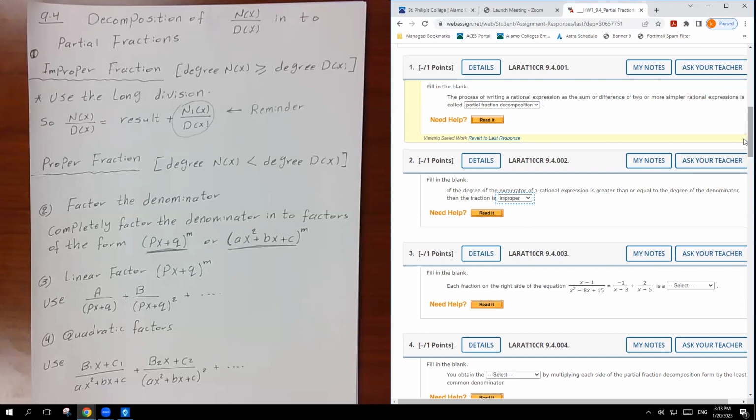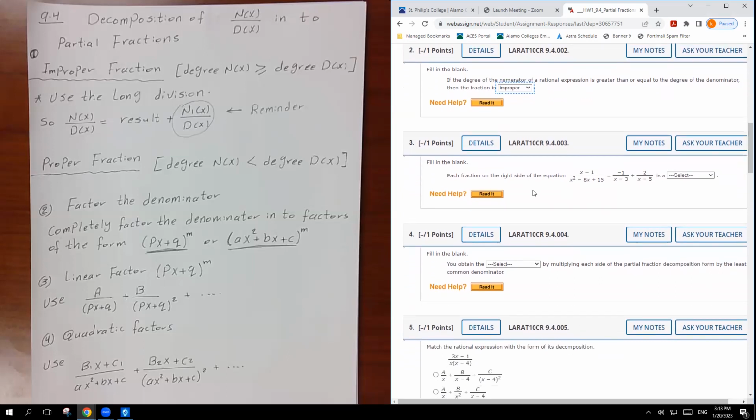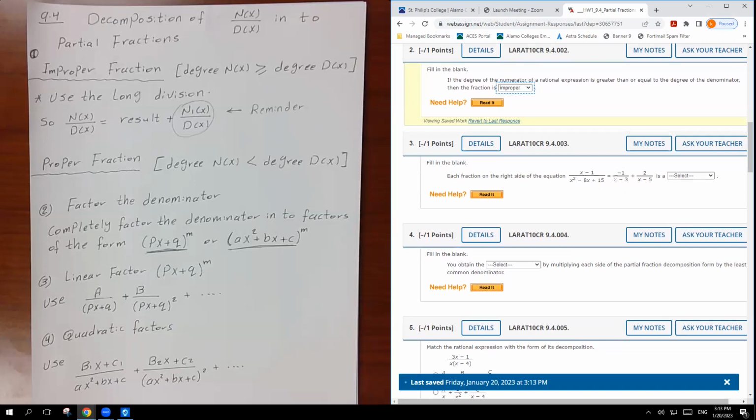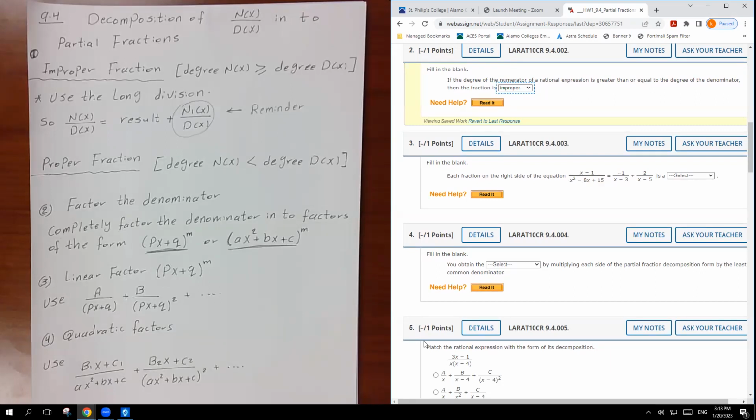Let's go to number 3. Take the fraction on the right side of the equation. Here is the right side. You see here is N(x), and this is D(x). In this case, if you look at these two sides on the right side, these are called the partial fractions. So we're going to call this one partial fractions. That's it for this example.